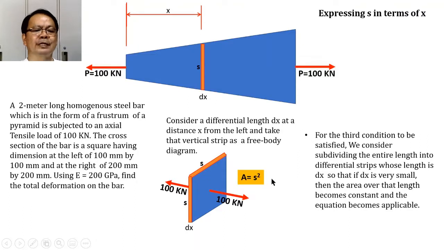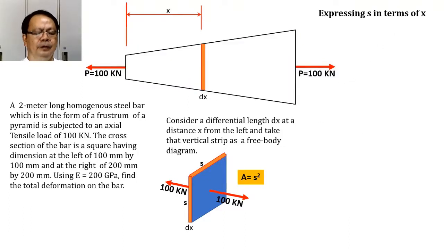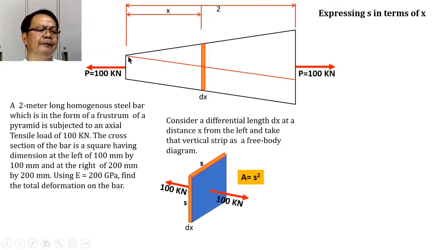And if we are going to express S in terms of x, now considering this illustration, if this distance is x, therefore the total length will be equal to 2 meters. And if you're going to consider drawing a line passing through this point and parallel to one side, if this side is equal to 100, therefore this part from here up to that point is also equal to 100, and this dimension from this point up to that point will also be equal to 100. And if the total distance from this up to that is 200, hence this distance from this up to that will also be equal to 100.